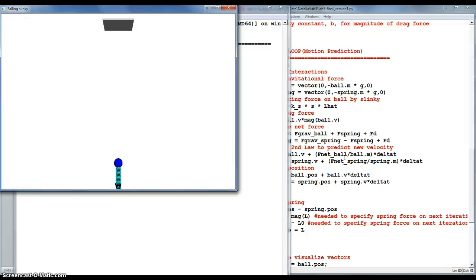Also, in the real observations, once the top section of the slinky collides with the ball at the bottom, the now collapsed slinky and ball fall together as a single mass. However, in my model, the spring just passes through the ball as though it were hollow.